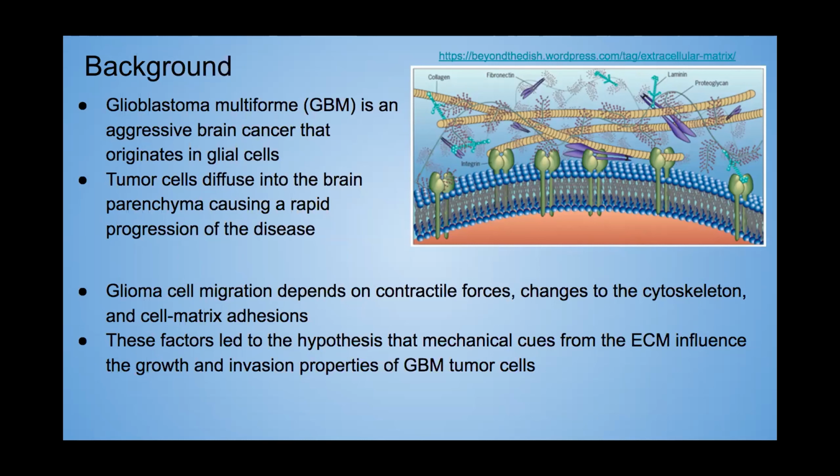This kind of diffusion or migration depends on three things: actomyosin-generated contractile forces, changes to the cytoskeleton, and cell matrix adhesion complexes. And these factors, along with previous research that showed that GBM tumors are found to be stiffer than surrounding cells, led to the hypothesis of the paper that mechanical cues from the ECM influence growth and invasion properties of GBM tumor cells.